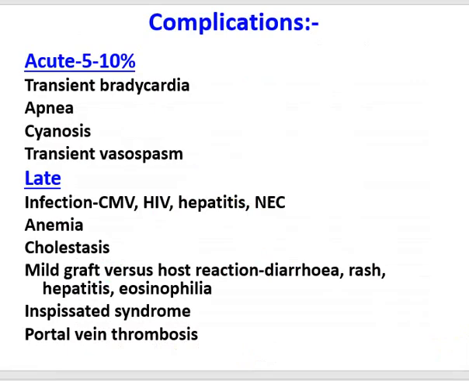And there are many complications of the procedure of exchange transfusion. Some of these complications are acute, like transient bradycardia, apnea, cyanosis, and transient vasospasm. And some of these are late, may occur later on, even after years, like infection by cytomegalovirus, HIV, hepatitis, and necrotizing enterocolitis, anemia, cholestasis, graft versus host reaction, inspissated bile syndrome, and portal vein thrombosis. This may occur even after years.